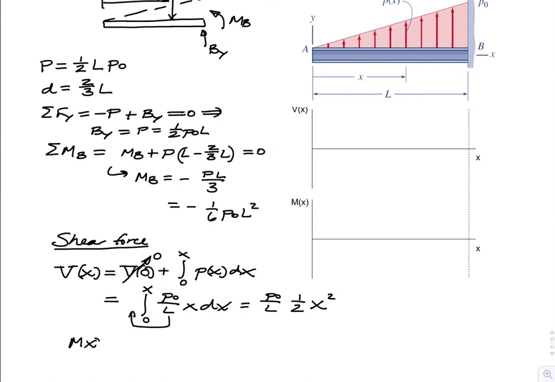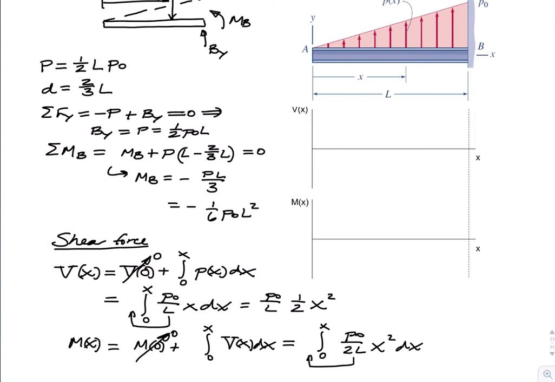The bending moment M is going to be what the bending moment is on the left side, plus the integral 0 to x of V of x dx. The left end is free as far as bending moments go. So the integral of V of x, that's going to be the integral from 0 to x of P naught over 2L x squared dx. Of course, this constant comes out on the outside, so that's going to be P naught over 6L x cubed. So that's it.